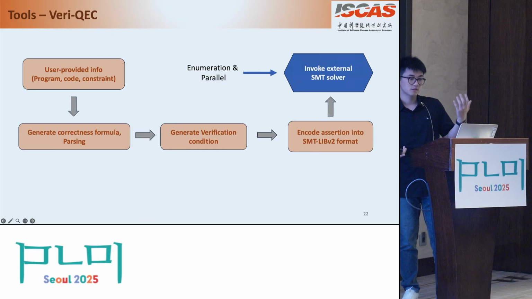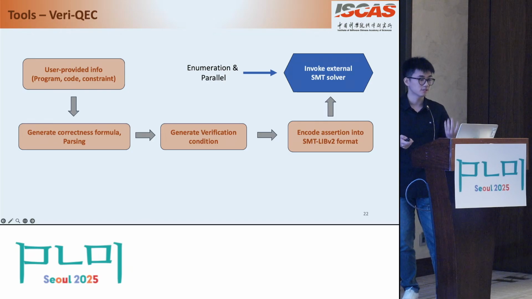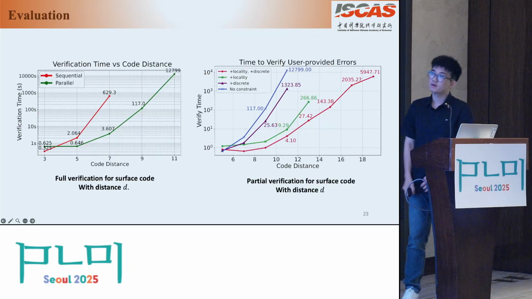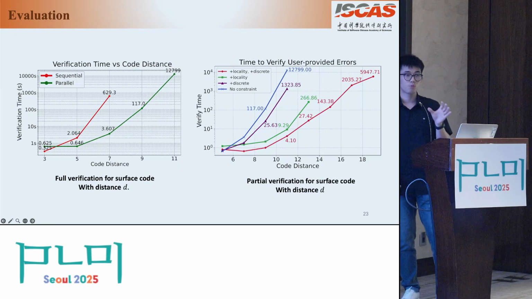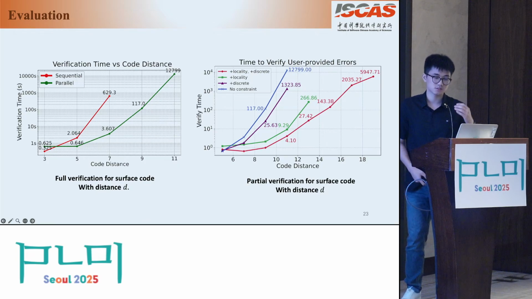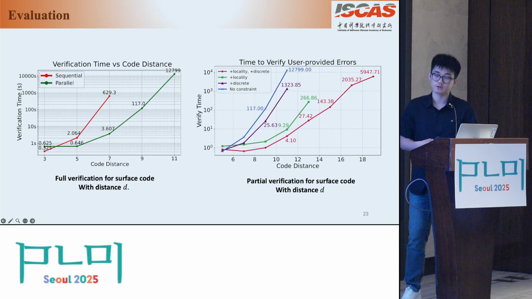And at last, an external SMT solver is invoked to solve the encoded logic formula. We first enumerate parts of the variables and then parallelize the subtasks generated by enumeration to provide speedup to the solver. The evaluation shows that Veri-QEC could do full verification on surface code with 121 qubits, distance equal to 11, within approximately 3.5 hours, thanks to the acceleration.